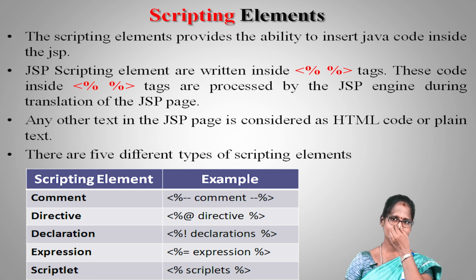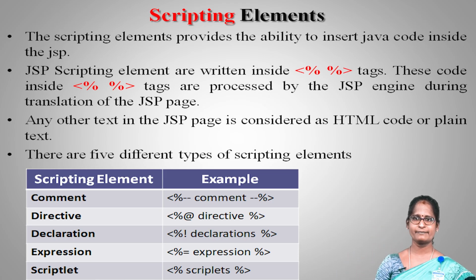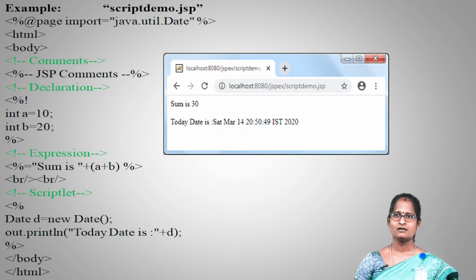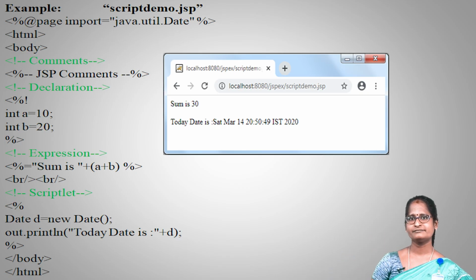Then the scriptlet tag allows you to write Java code inside of the JSP page. This is the syntax: you write the Java code, starting with the percentage symbol and ending with the percentage symbol. In the example, out.println welcome to JSP. You see the output is welcome to JSP. That is the example of scriptdemo.jsp.